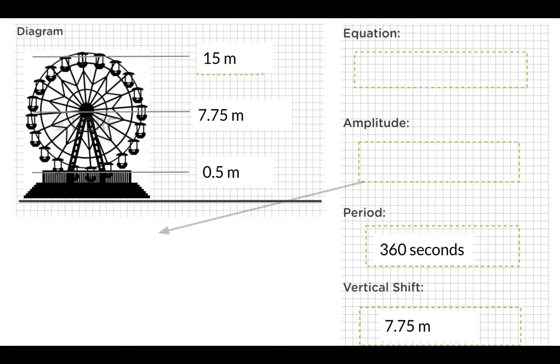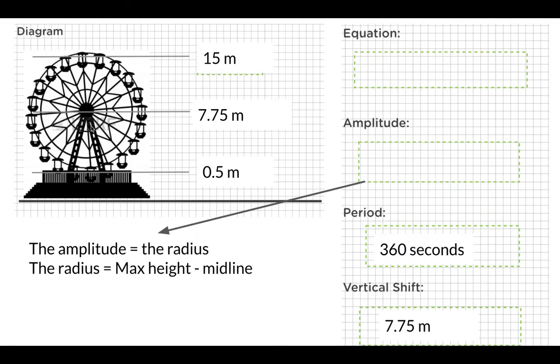Now, the amplitude here is a little bit more work. The amplitude is the radius length. So I have to figure out from 7.75 all the way up to 15, what is that length? What is the length of the radius? I'm going to do my maximum height subtracted by the midline, because that will give me this distance right here for my radius. So 15 meters minus 7.75 meters is equal to 7.25 meters. My amplitude and my radius are both 7.25 meters.